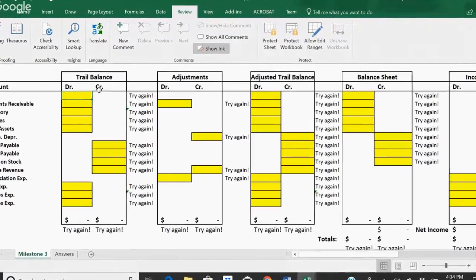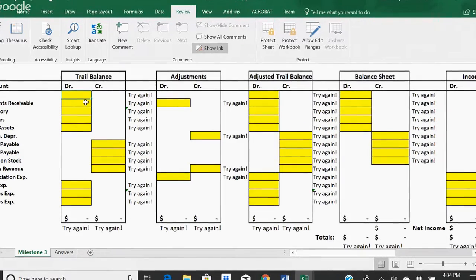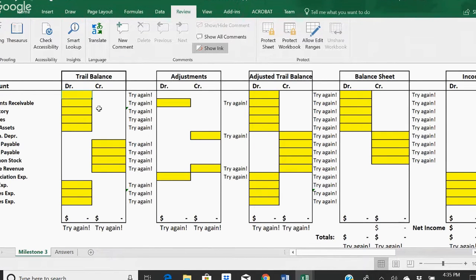So what will happen is that the first portion will do a trial balance. This is where we're going to take all of the balances from our T accounts, our general ledger, the balances for those accounts, and we're going to input those here to do what's called a trial balance. That's our initial balance of our accounts for our business, Eagle Inc.